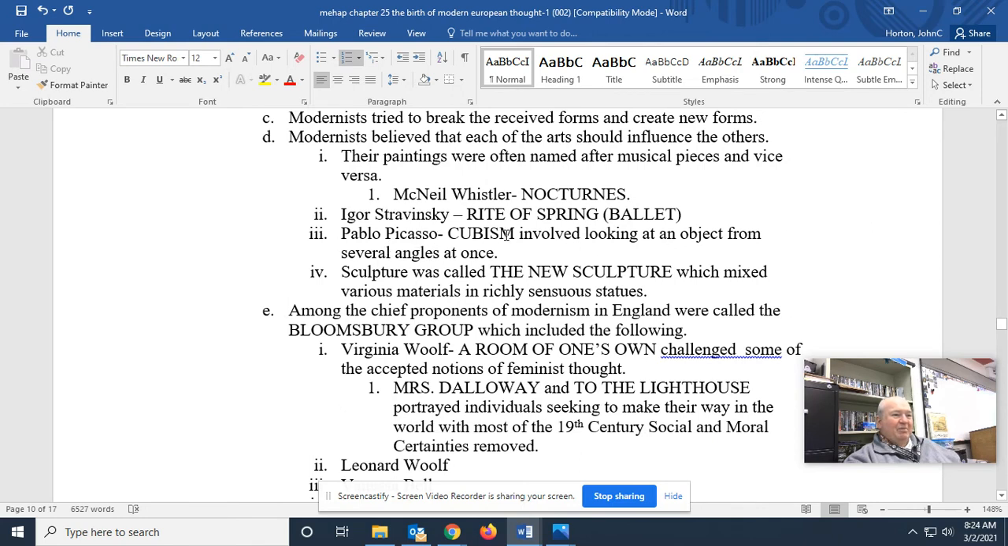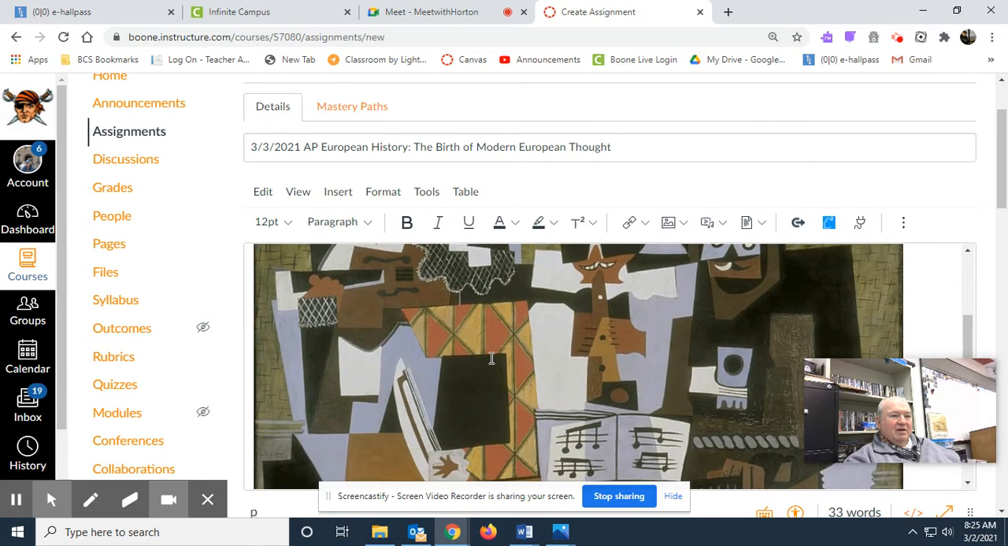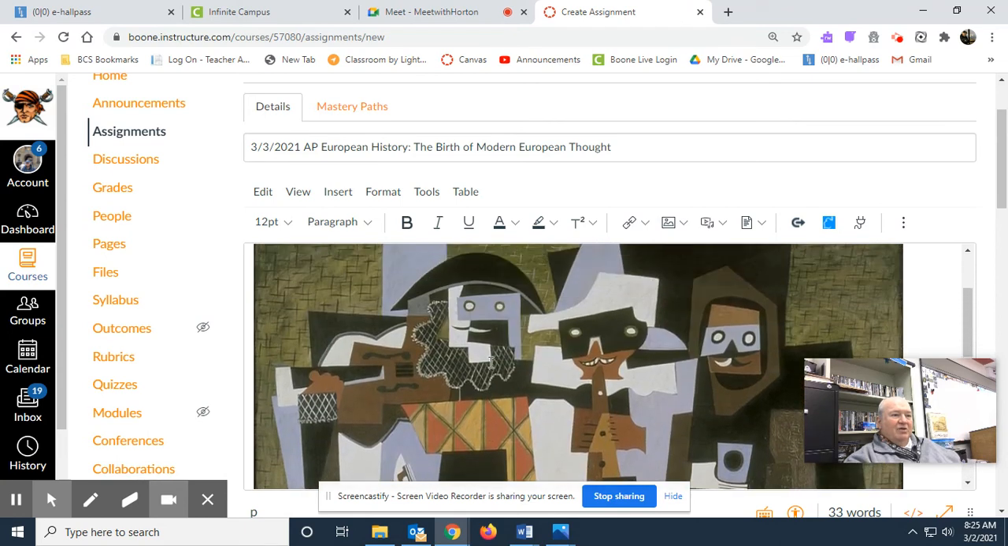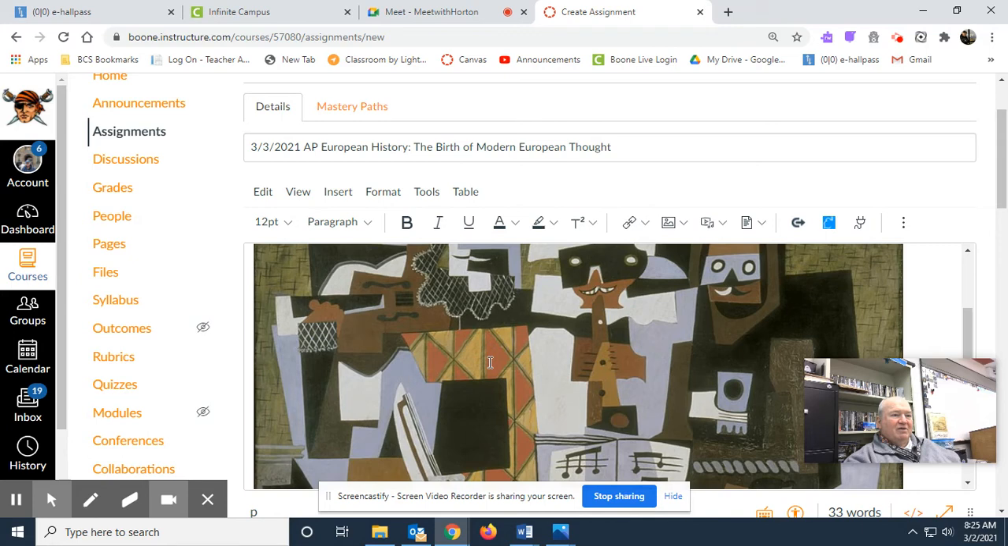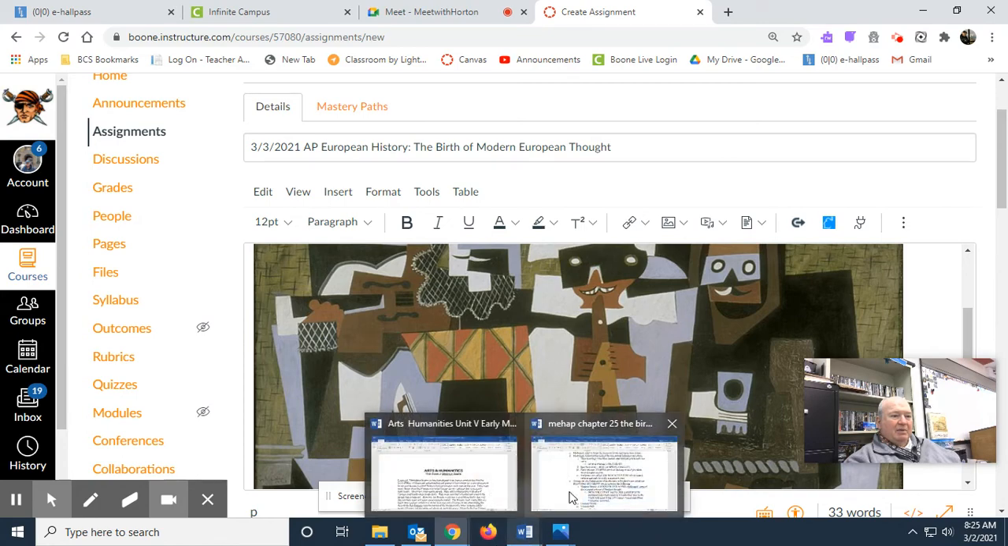Look at that. Who is that? Pablo Picasso, Cubism. Cubism involved looking at an object from several angles at once. Yes. Cubism. Well, it's here. Yes, this is Cubism. The Three Musicians. It's like looking at all of the angles of the characters and just flattening them out. Yes, interesting. Back, right there.